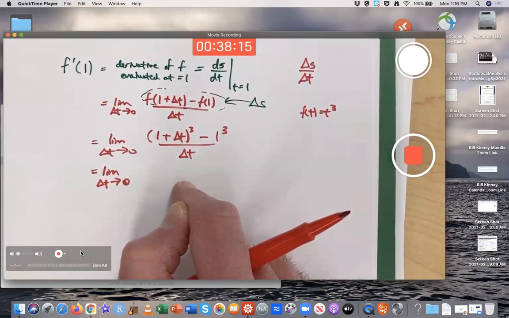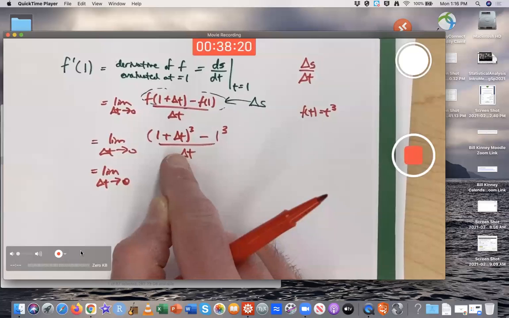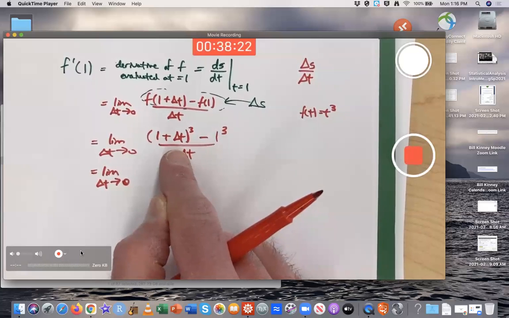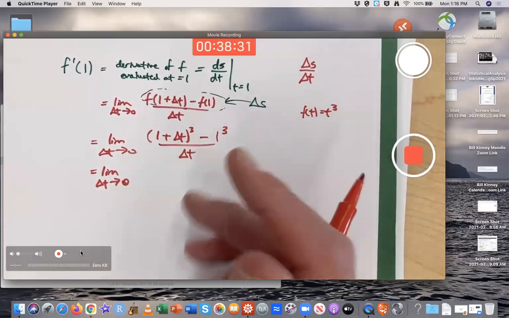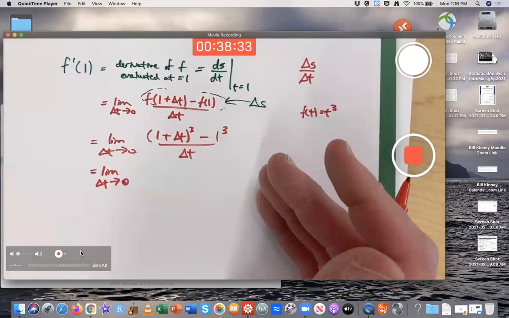All I'm looking for is the word simplify. Simplify. Expand that cube out. Wait a minute, a cube of a binomial? Can we do that? Yeah. There's a couple ways you can do it. You could square it first and then multiply it times another factor of 1 plus delta t.